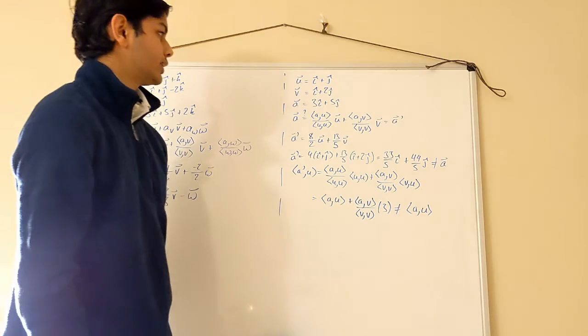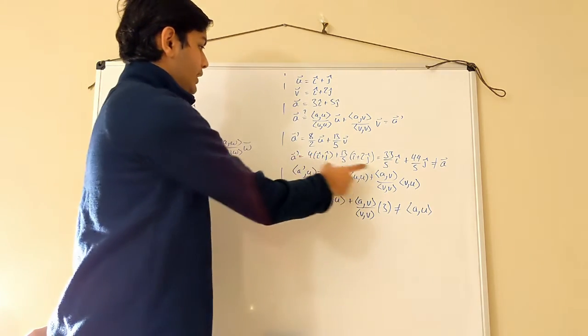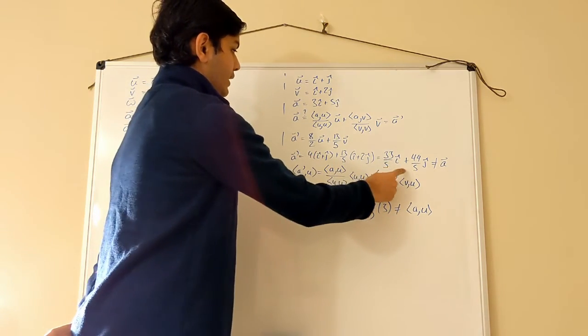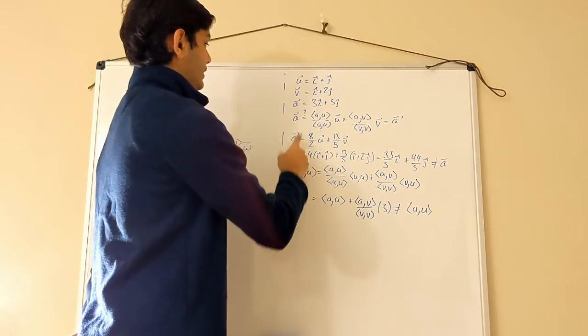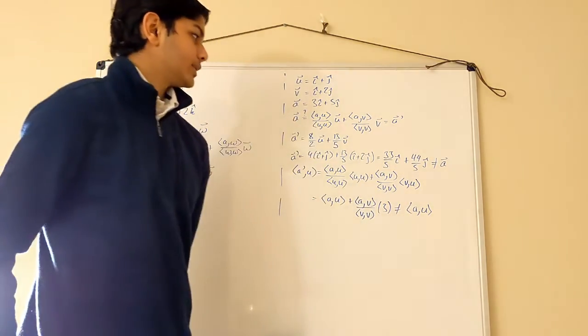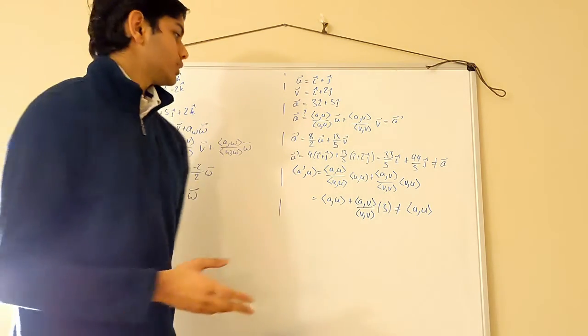and that's just the inner products of everything here. And so when you write it all out, you get that's 33 over 5 i hat plus 44 over 5 j hat, if I did my math correctly. And that is most certainly not equal to 3i plus 5j. Weird. So what went wrong?